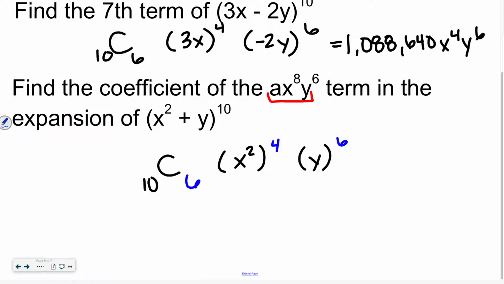Some people get worried because 8 plus 6 is 14, and that doesn't match 10, right? But x squared is being raised to an exponent, so that changes things. So in this case, it's whatever 10 choose 6 is. We have no other numbers to worry about, so I think that comes out to 210, if I'm right.